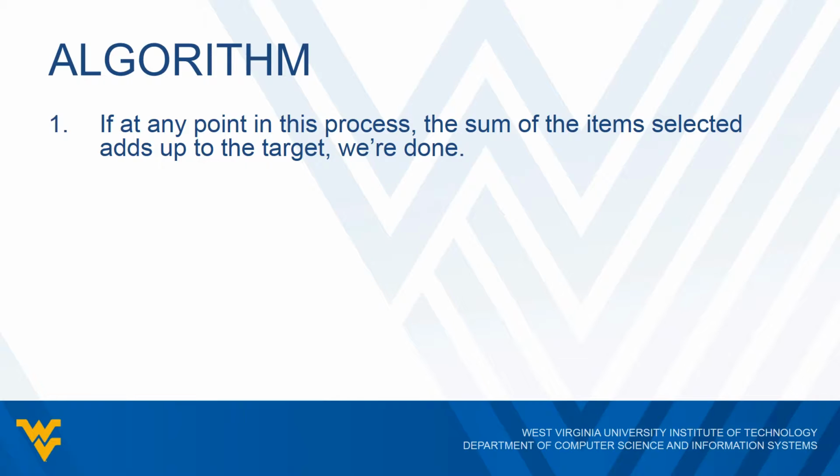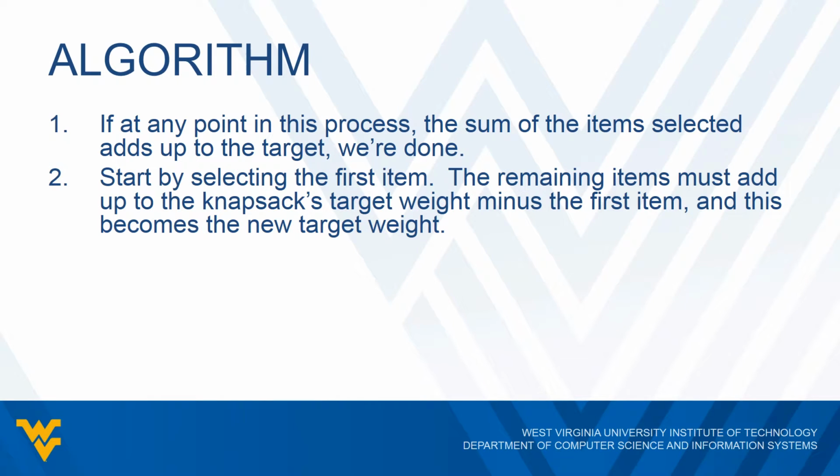Now, let's say we haven't found it yet. We'll start by picking the first item of our set of items. That means that the remaining items need to add up to the knapsack's target weight minus the weight of the first item. So that would become our new target weight. So let's assume the first item is part of this set that we put in the knapsack. So let's see if we can get this new target weight.